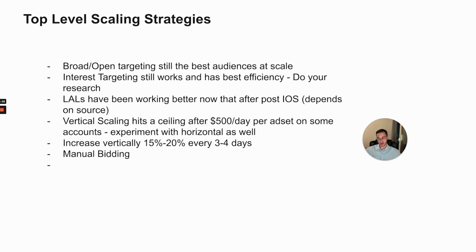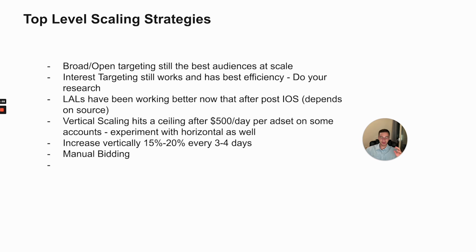But typically, as you scale and you go with a broader audience, you need to let the algorithm do its job. And again, creative will drive most of the targeting. So as we scale, we need a bit of a different targeting system and creative as well. Interest targeting still works, and in my experience has the best efficiency. It doesn't scale that well, but it has very good results.